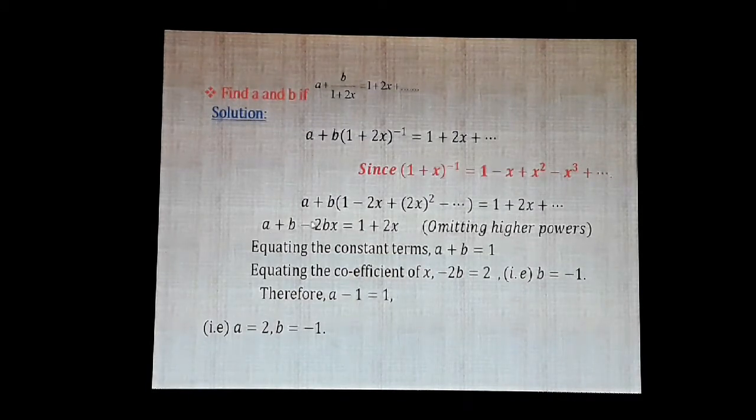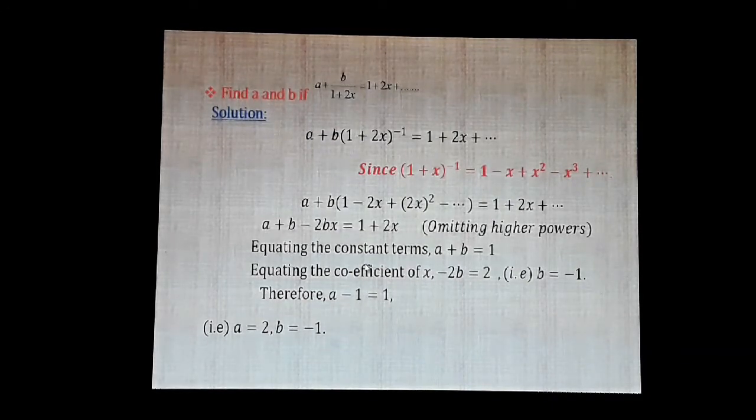Next, this implies a plus, you take this constant inside, b into 1 becomes b, b into minus 2x becomes minus 2bx. Then we are omitting the remaining terms. Why? Because in the RHS they have given only up to the x term, so it is enough to expand up to the x term, and the remaining x square terms and all we can omit. So we are getting (a + b) minus 2bx is equal to 1 + 2x.